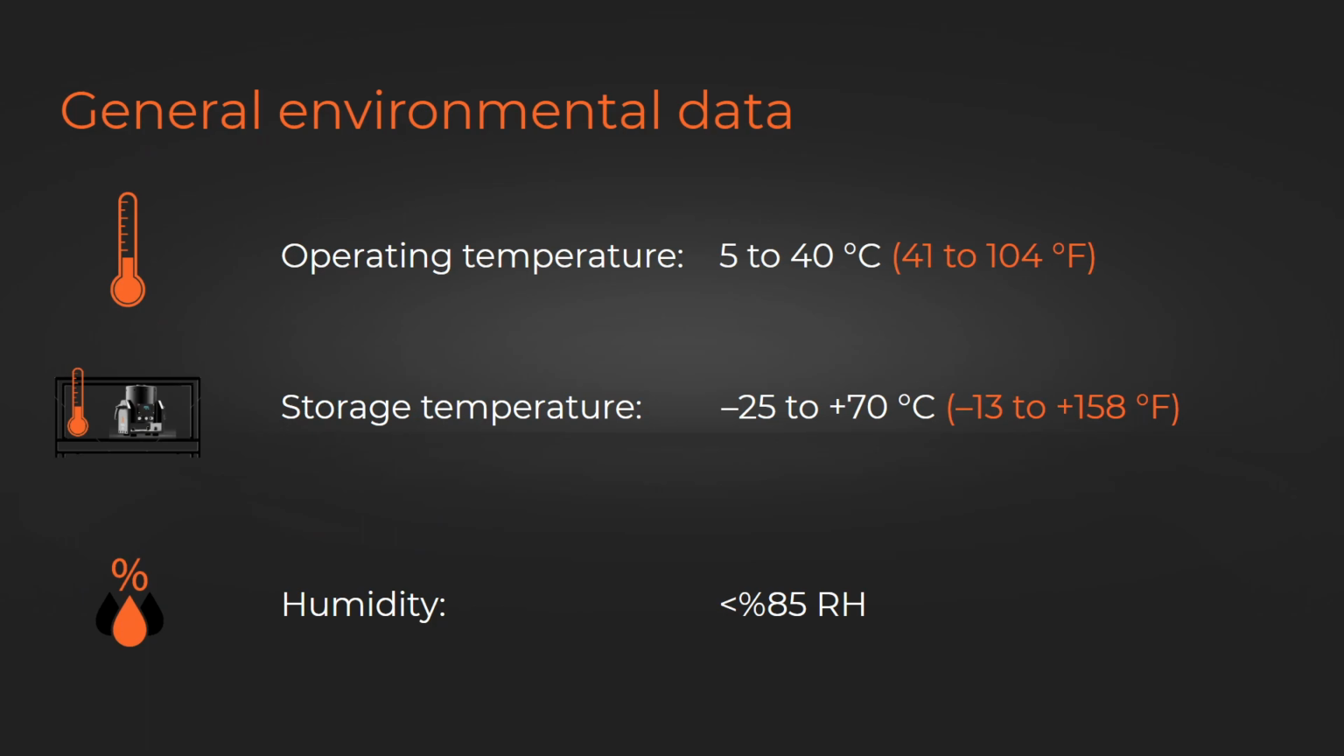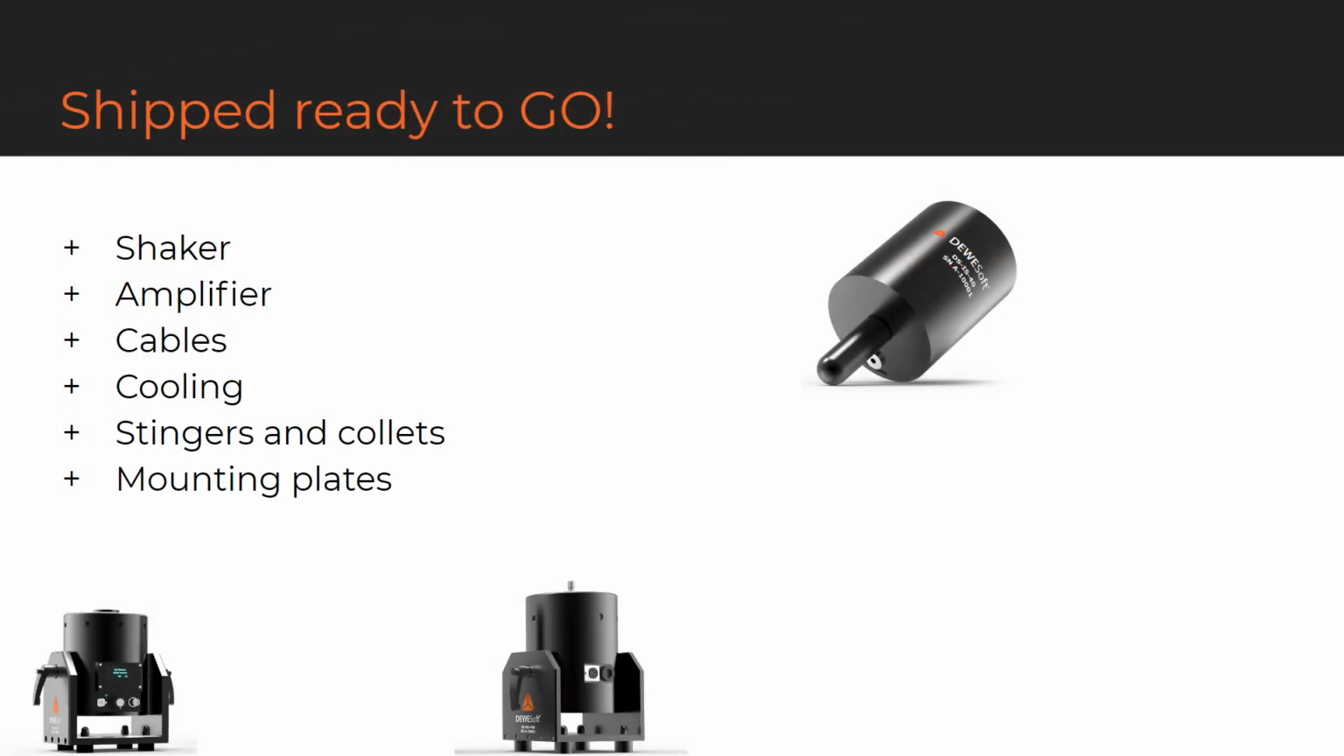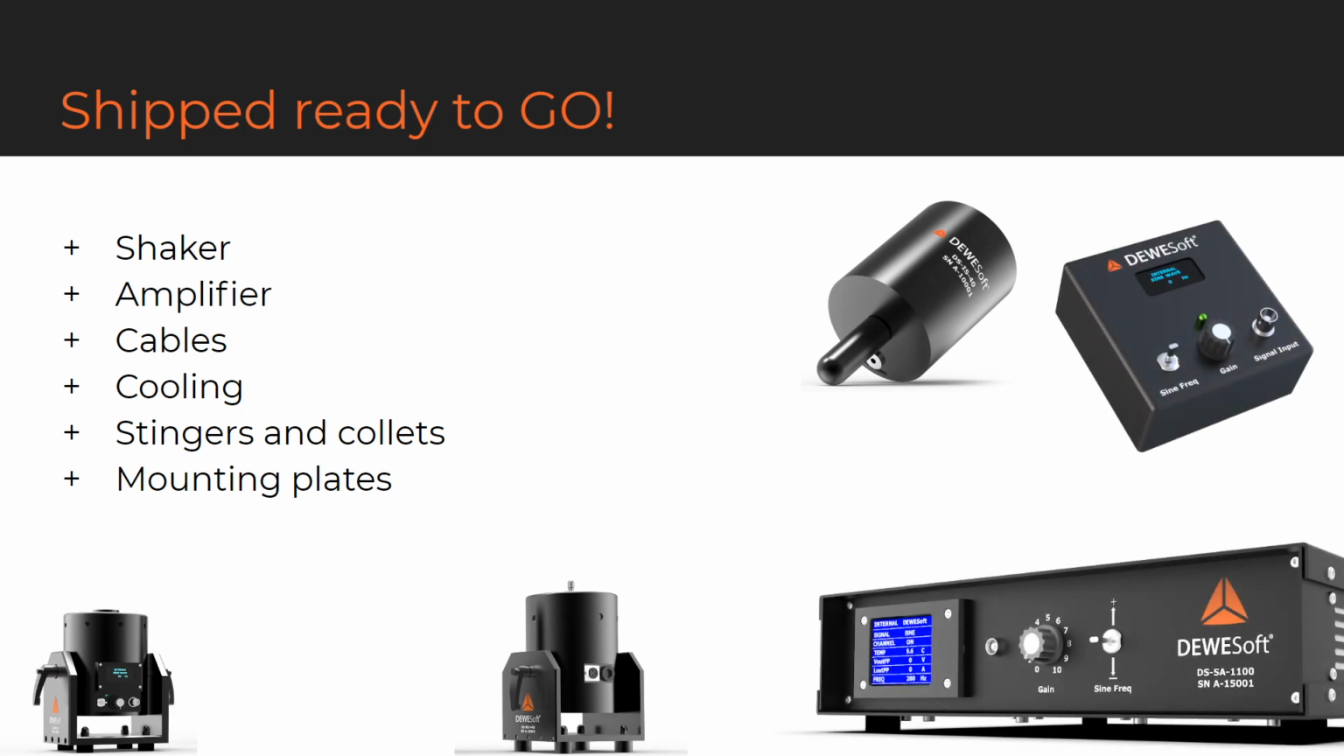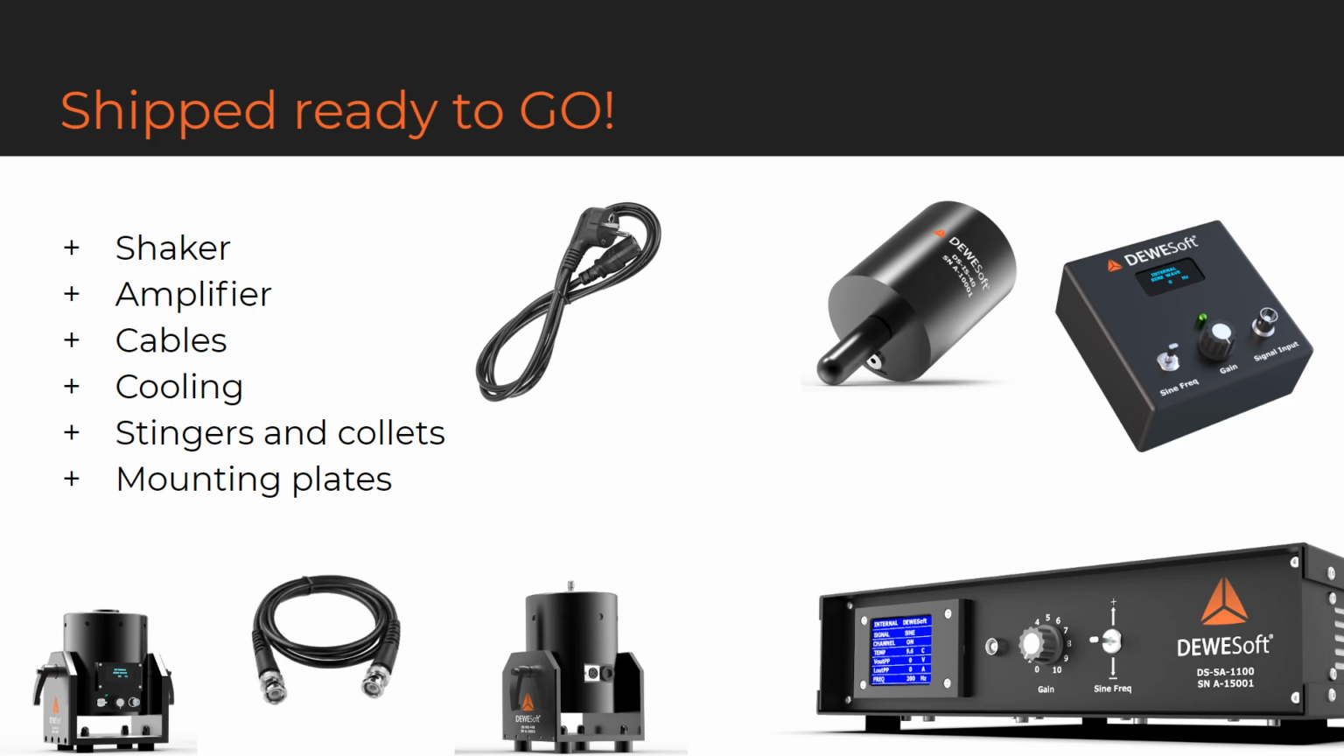All of the shakers have an operating temperature from 5 to 40 degrees Celsius. They have storage temperatures from -25 to 70 degrees Celsius, and the max humidity is 85%. And the most important fact about our shakers is that they are shipped ready to go. You get the shaker, you get the amplifier, cables, cooling, stingers and collets, mounting plates, depending on which shaker you choose.